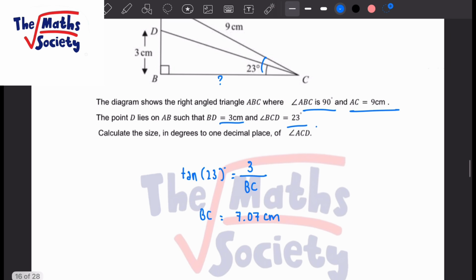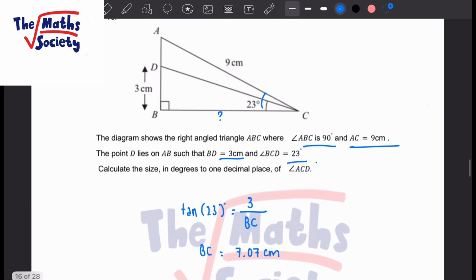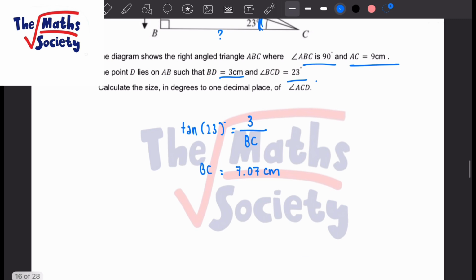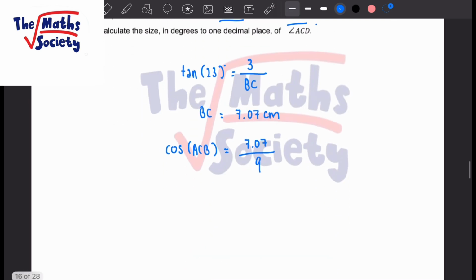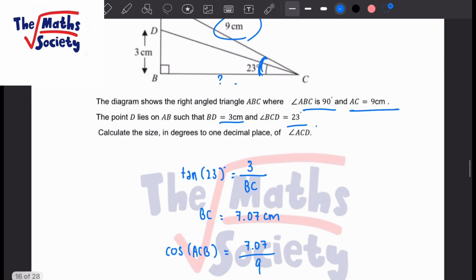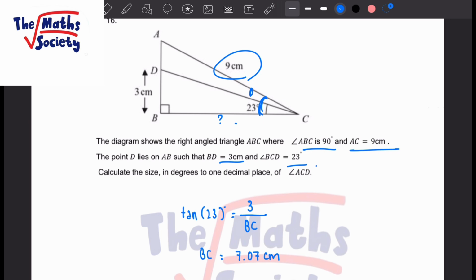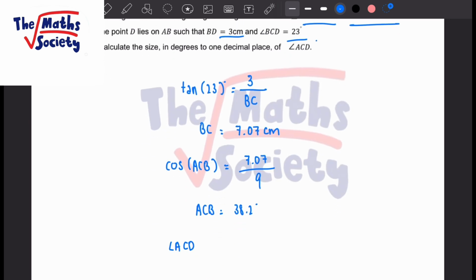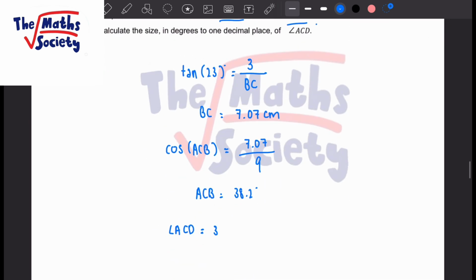And we want to know what ACB is, what this whole thing is, so that we can subtract it later. So we're going to use cos ACB, and that's equal to 7.07, because it's the adjacent over the hypotenuse, so that's going to be divided by 9, which is the hypotenuse. So that means ACB is going to equal 38.2 degrees. So if we just want to know ACD, just this thing, we just need to minus it. So angle ACD equals the total, 38.2, minus 23 degrees. So that's going to give you 15.2 degrees.